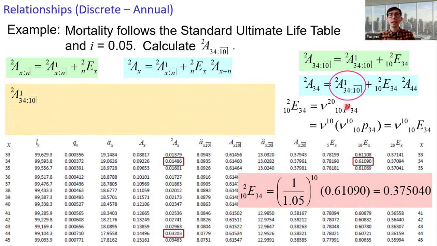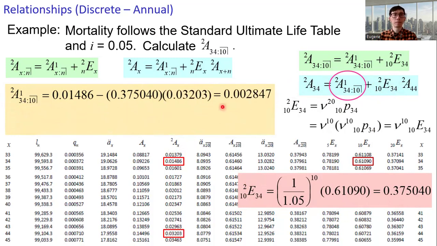And then we can get the 10-year term insurance, the second moment. The pre-superscript 2 A34, and then minus the last quantities here. We get 0.002847. This is the second moment for the 10-year term insurance. And then get back to the first expression. And we get the answer.